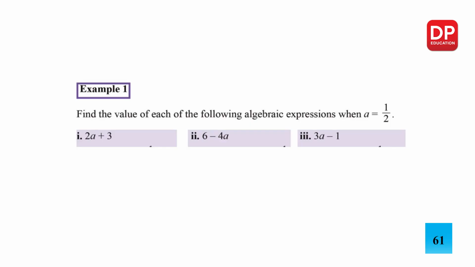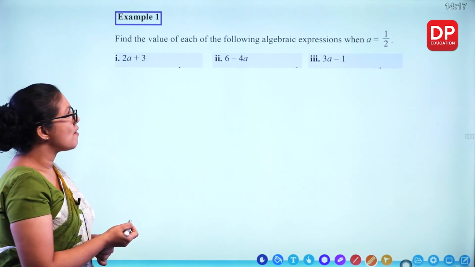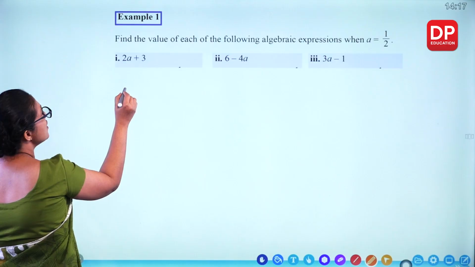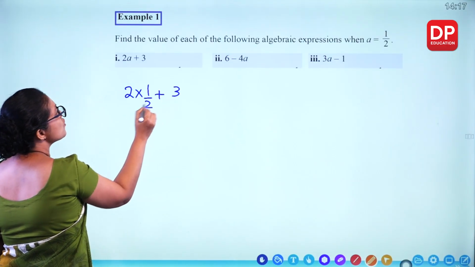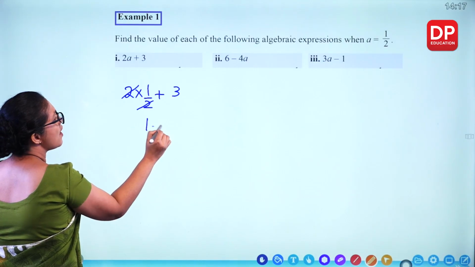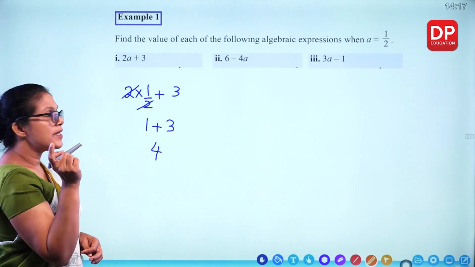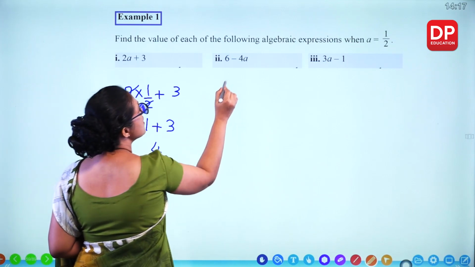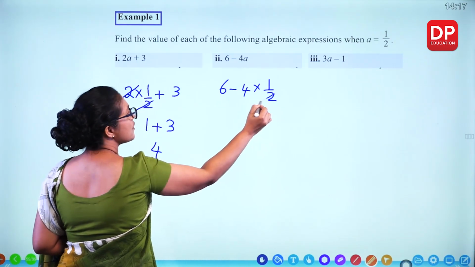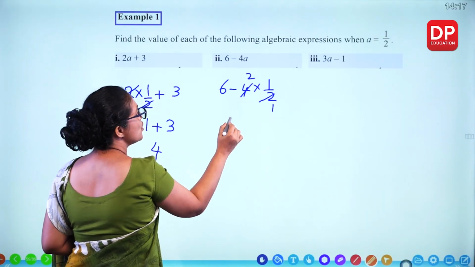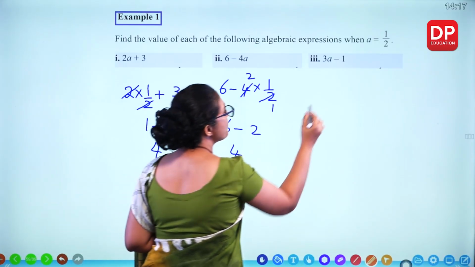Example number 1. Find the value of each of the following algebraic expressions when a equals half. So substitute a equals half. 2 times half plus 3. 2 and 2 get cancelled out. You get 1 plus 3. You get 4 there. According to BODMAS, multiplication first. 6 minus 4 times half. 2 times 1, 2 times 2. So you get 6 minus 2, that's 4.